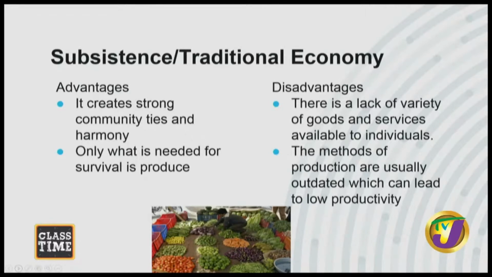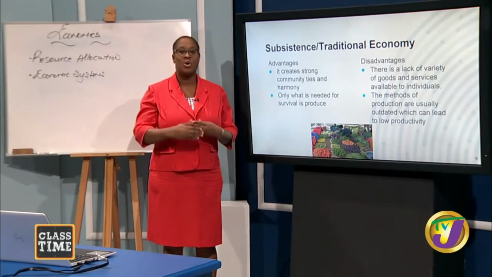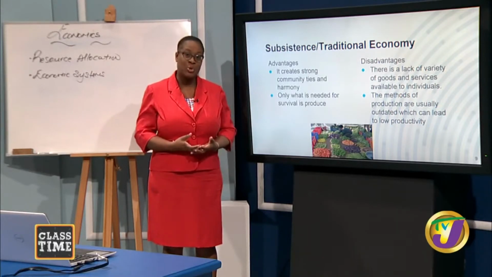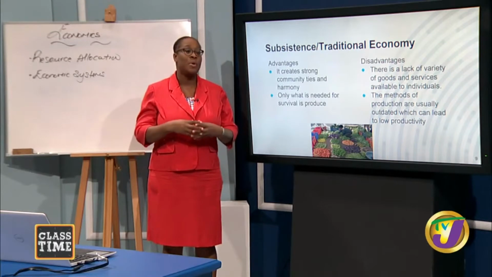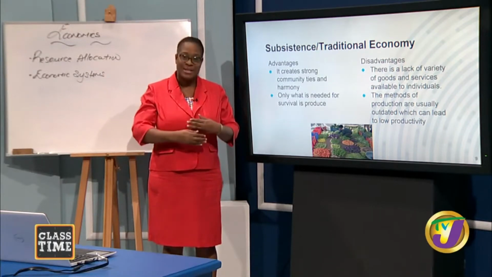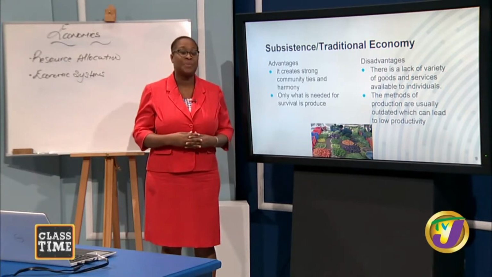Disadvantages, however, is that there was a lack of variety in terms of goods and services available to individuals. What we mean by that is that it goes down from generation to generation. So if my grandfather was a cassava farmer, it would come right down the line. The future generation would just be cassava producers. If they were just into pig rearing or chicken rearing or goat rearing, you'll find that that is what continues. So there wasn't much variety in that system.